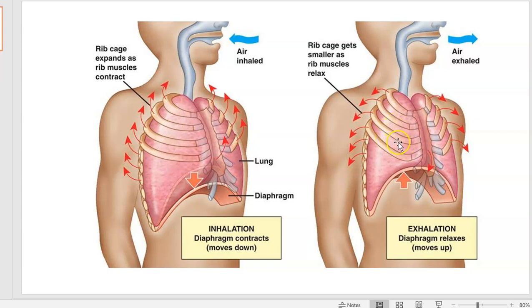So now the intrapulmonary pressure right here becomes greater than the atmospheric pressure, because again, our body can't change atmospheric pressure, but we can change the pressure in the lungs. So the intrapulmonary pressure here is greater than the pressure here, and air is going to leave the lungs. It's called a passive process because the muscles are just passively relaxing.